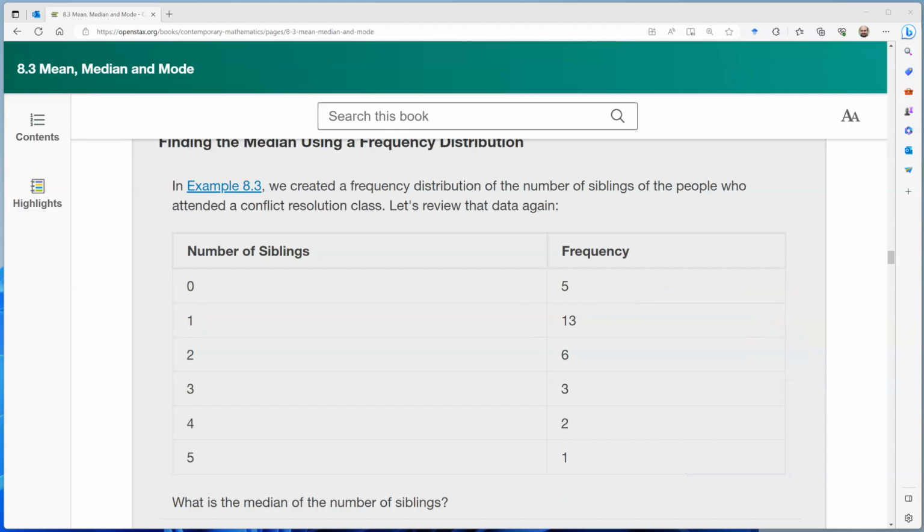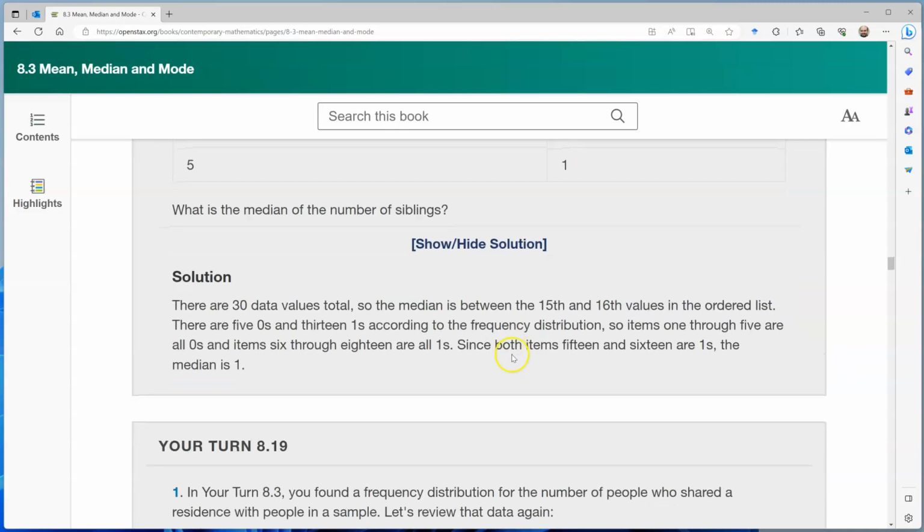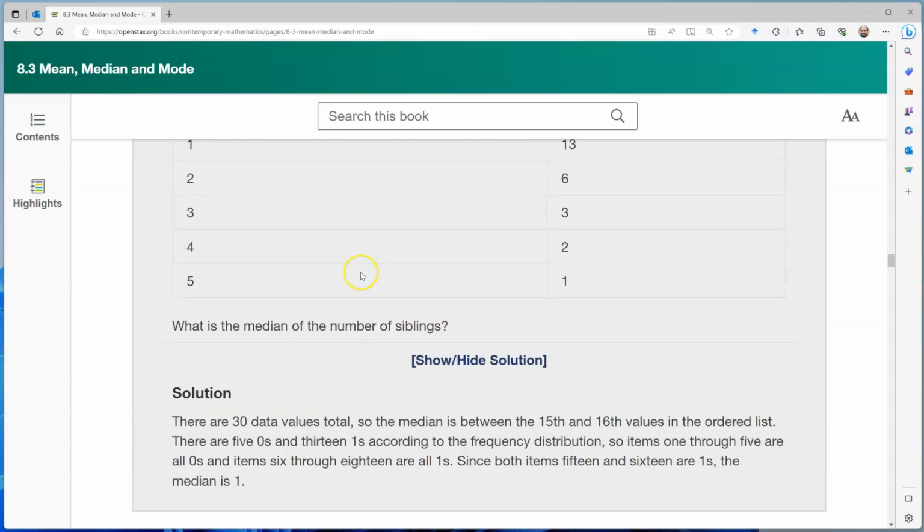And so we can come down here and look at what they say. There are 30 values, and we're looking at the 15th and 16th one. There are 5 zeros and 13 ones, so items 1 through 5 are 0, and 6 through 18 are all 1s. Since the 15th and 16th are 1, the median is 1. That's exactly what I just said; I just wrote some more information out.